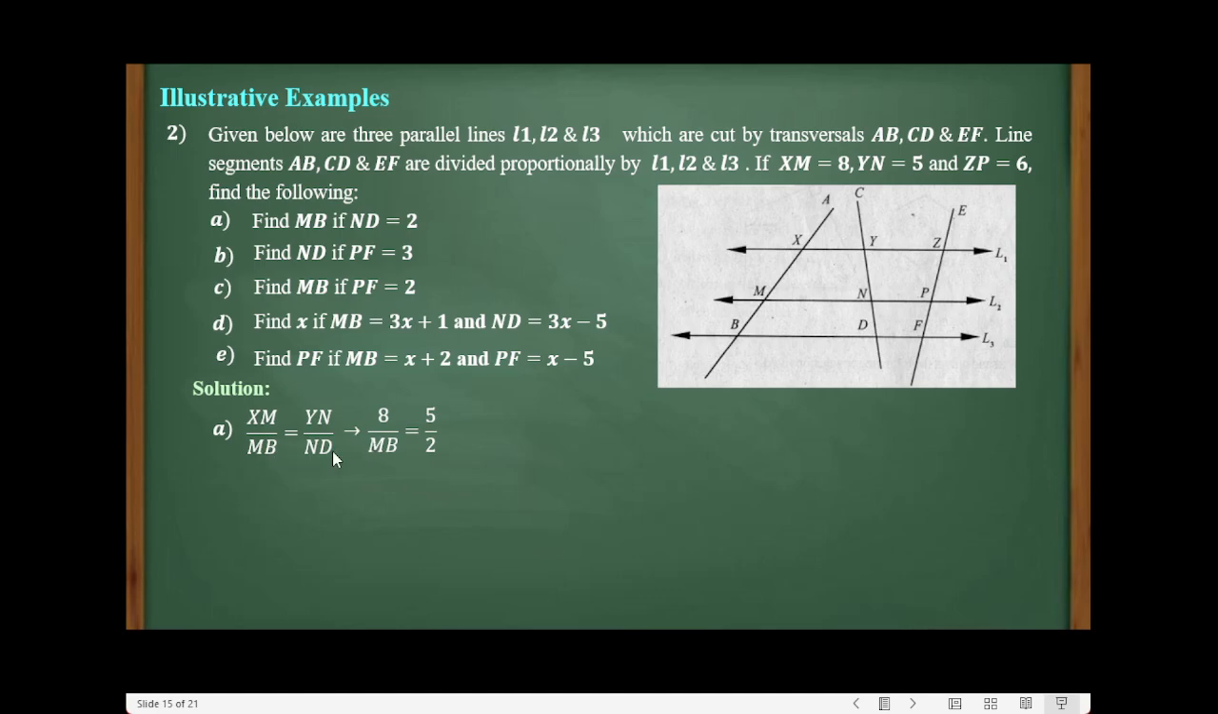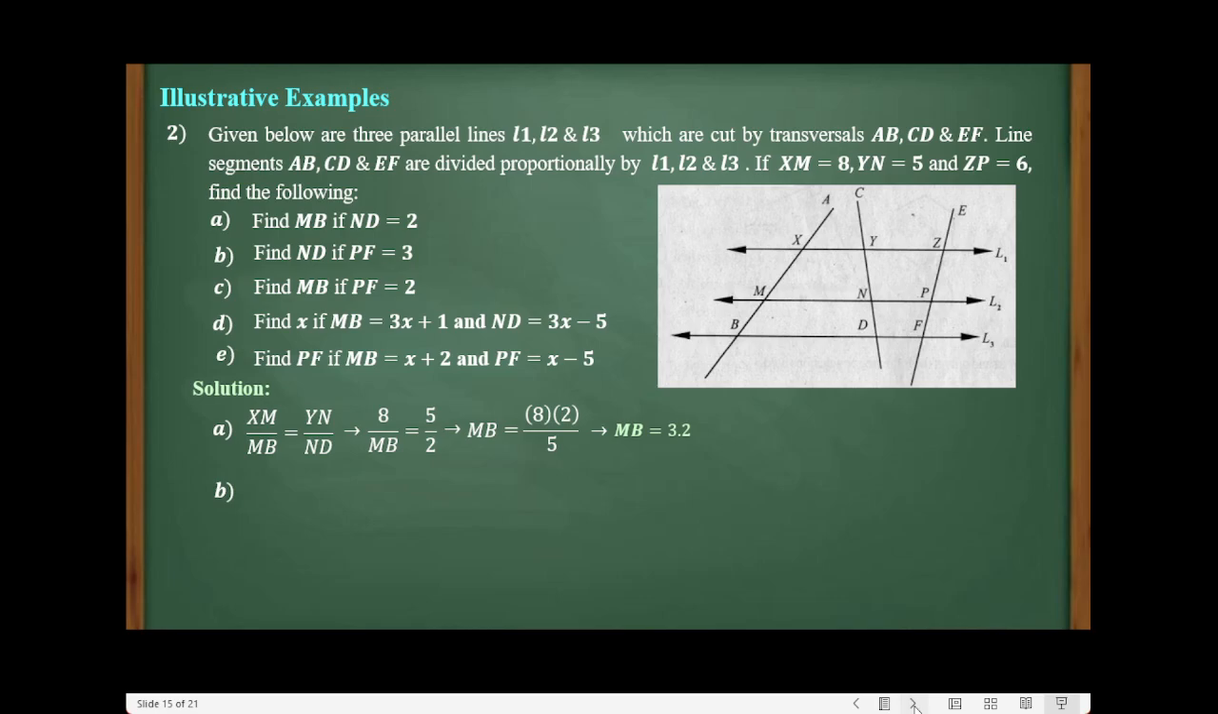Then MB, we rewrite MB since this is the one we're looking for. And then ND has a given value, which is 2. So this resulting proportion can now be solved for the value of MB. By doing some cross multiplication, MB is actually 3.2. And this is your answer to letter A. Next.